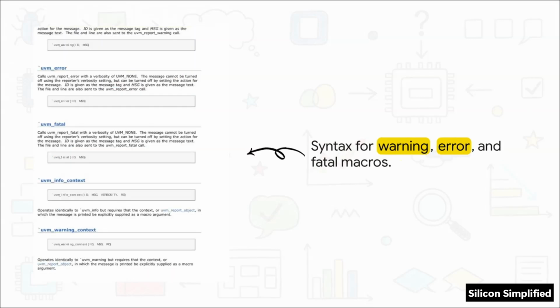Now take a look at the syntax for the other 3 macros, `uvm_warning`, `uvm_error`, and `uvm_fatal`. Do you notice anything missing? There's no verbosity argument. UVM enforces a default verbosity setting of UVM_NONE for these critical messages. This guarantees they can never be mistakenly hidden when you turn down the simulation's overall verbosity filter. Basically, if there's an error, UVM makes absolutely sure you see it.